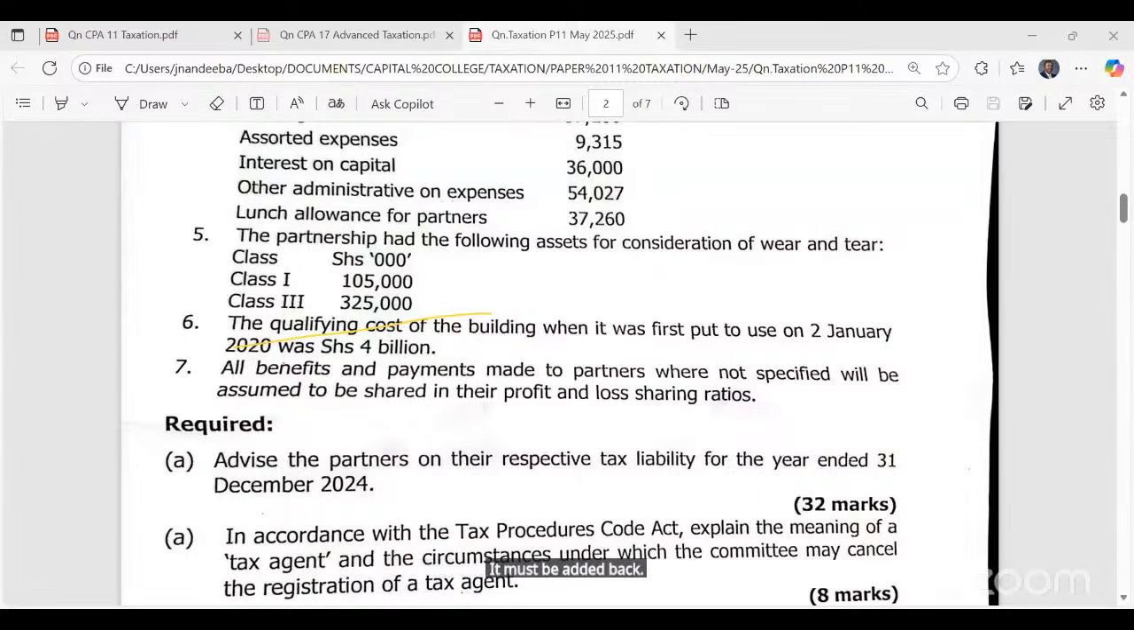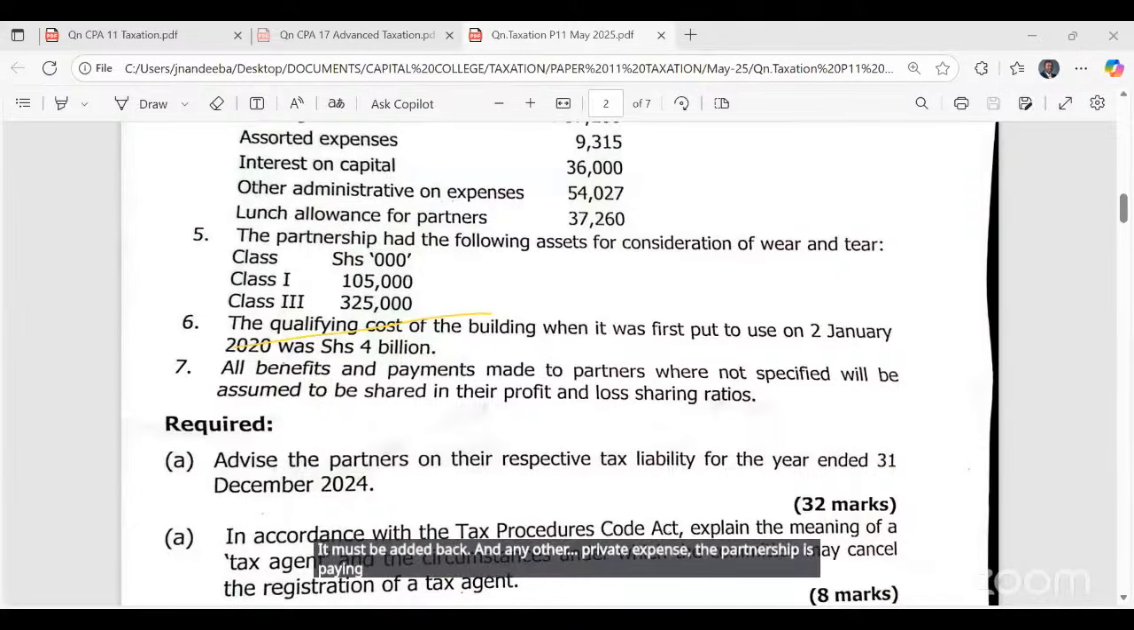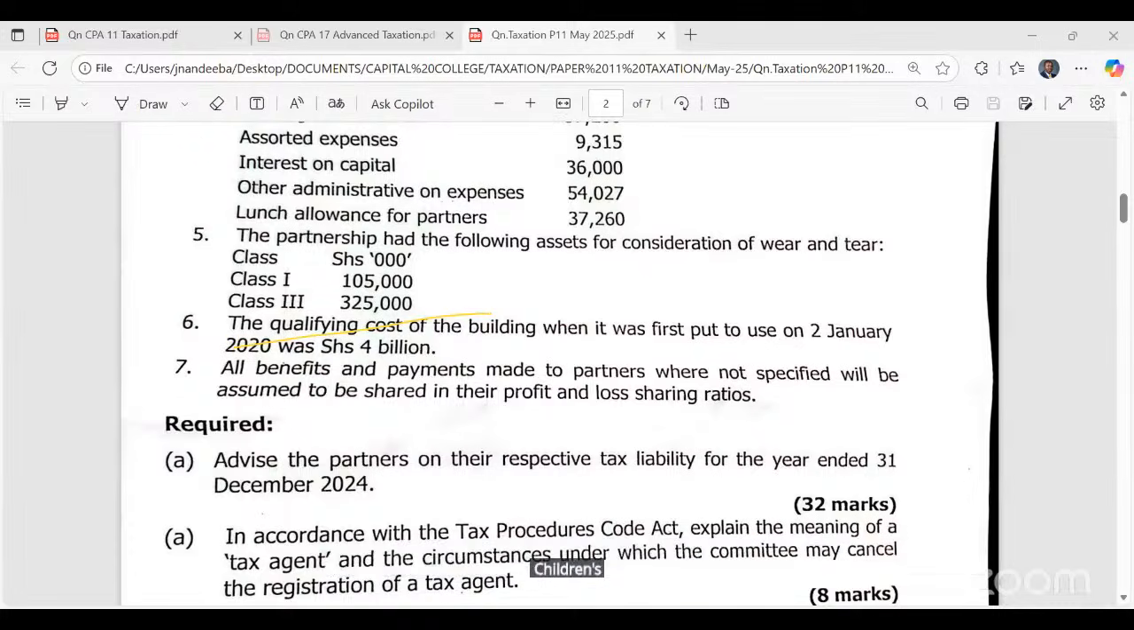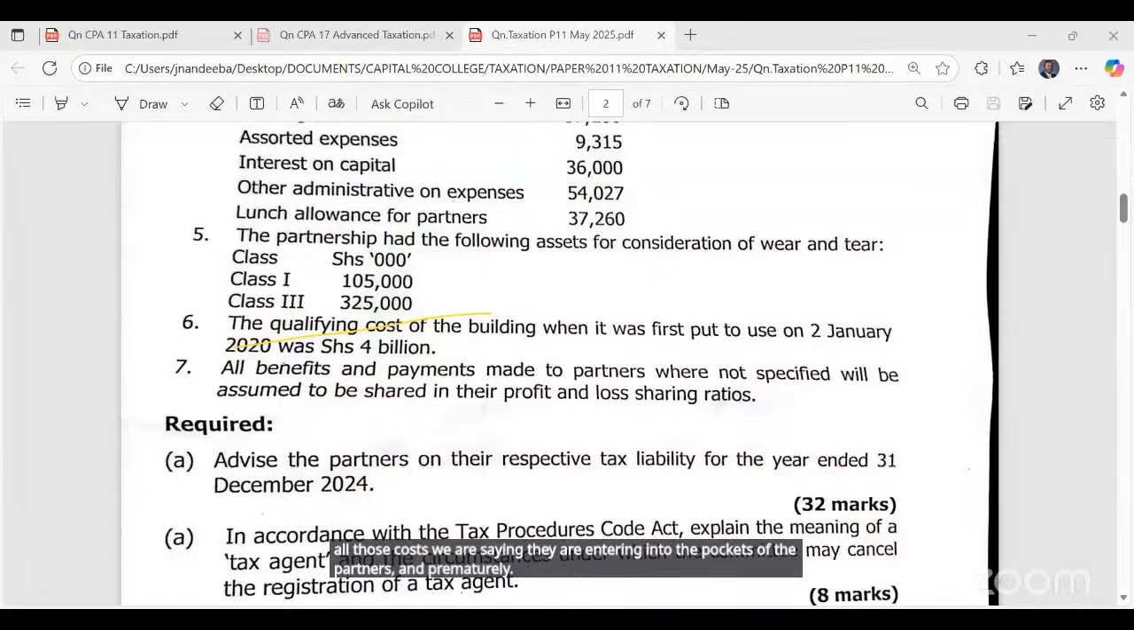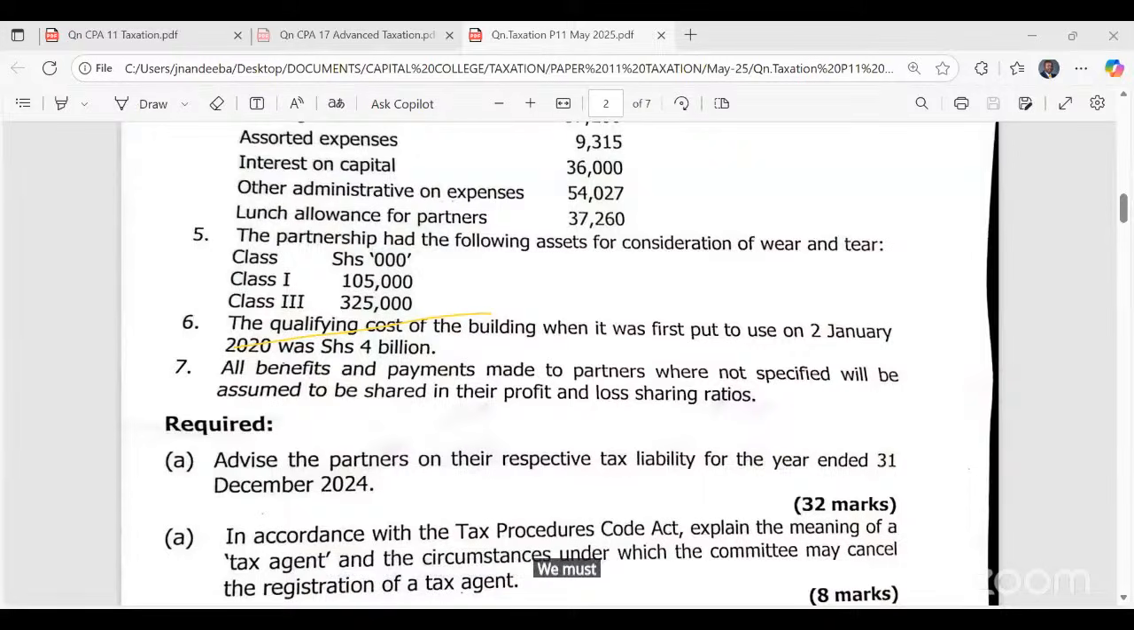And any other private expenses: the partnership is paying school fees for the partners' children, the partnership has paid some allowances to the partners who have gone for a holiday, and it's the partnership paying. All those costs, we are saying they are entering into the pockets of the partners prematurely. And therefore, if we want to determine the chargeable income of the partnership, we must first add them back. Appreciate that principle?